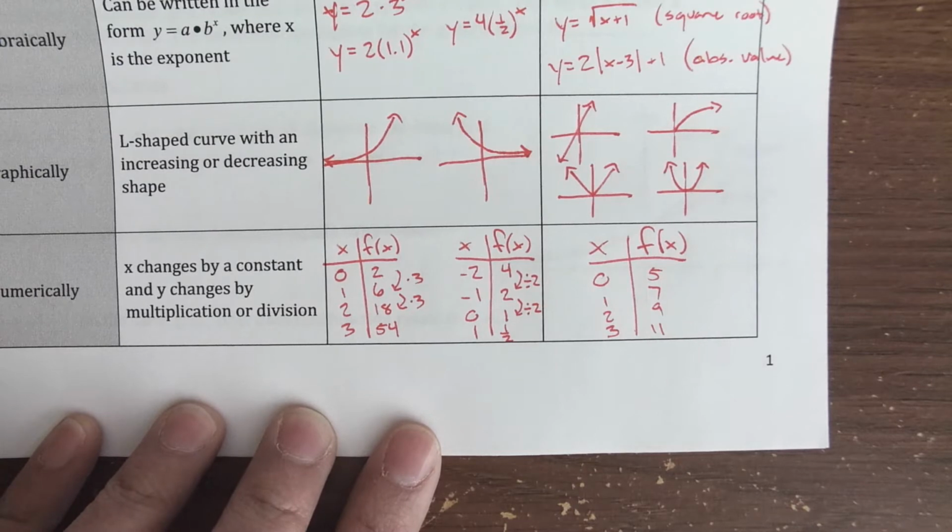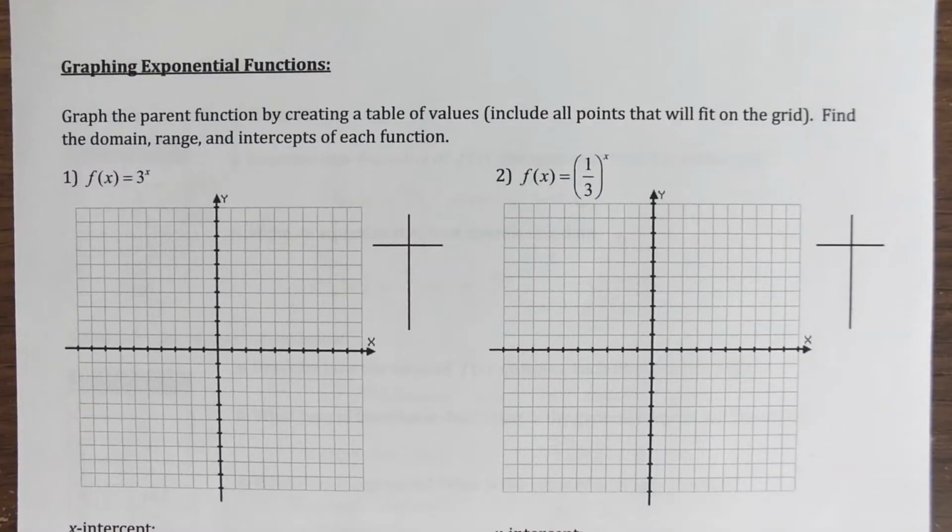All right, go ahead and flip the page. We're going to try a few more examples. All right, let's take a look at a couple examples. f of x equals 3 to the x and 1/3 to the x.